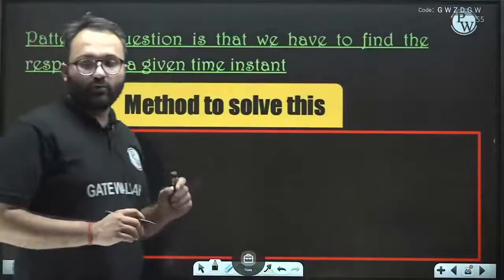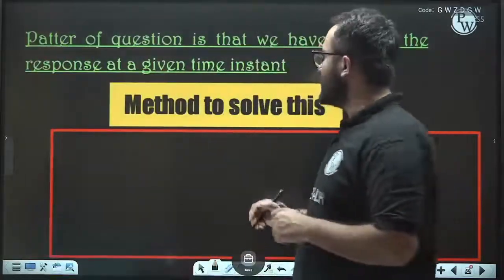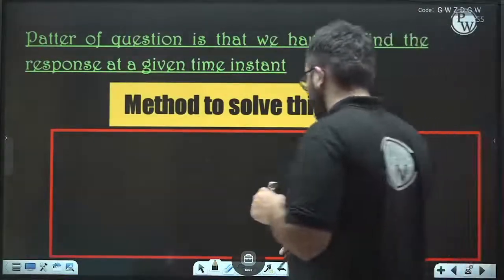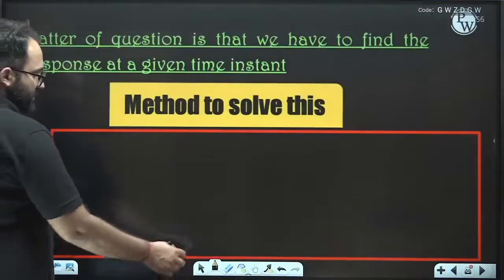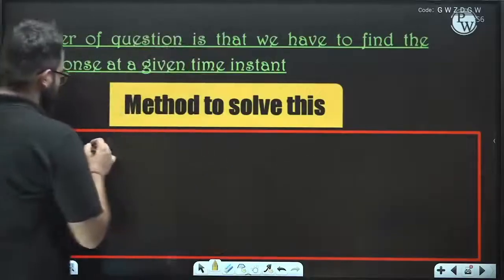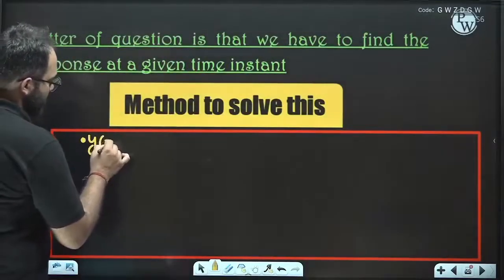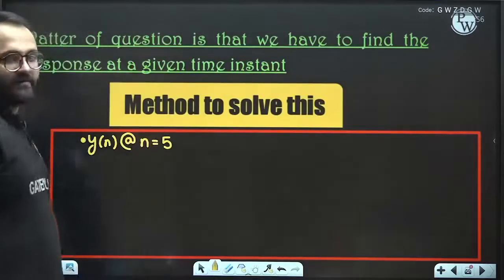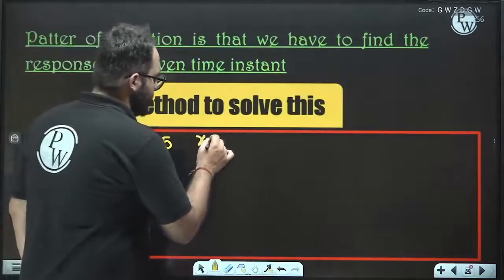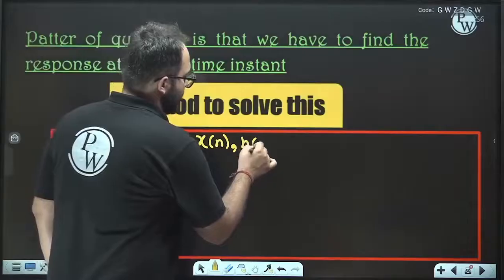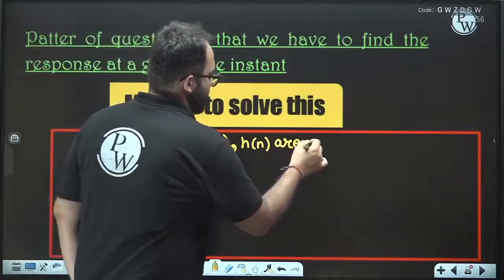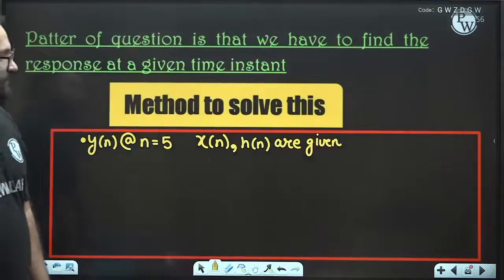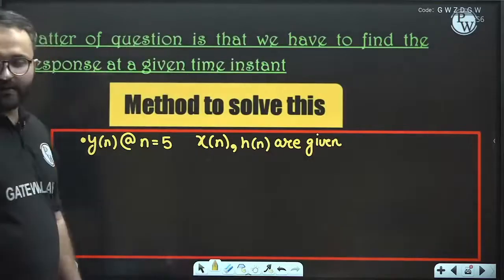So now let's see how to solve these types of questions. Here the input x[n] is given and the impulse response of the system h[n] is also given to us. We have to find y[n] at any particular instant. For example, at n equal to 5 we have to find y[5], the output of the system.